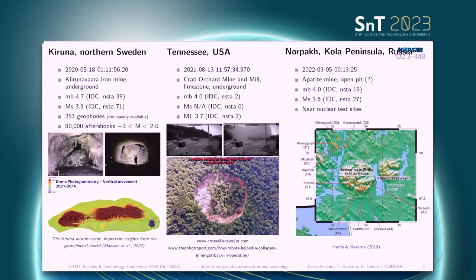The next event in Tennessee occurred in 2021, at the Crab Orchard Mine. The IDC reported a body wave magnitude of 4. They were not able to obtain a surface wave magnitude. Again, there's evidence that shows well that this was some sort of collapse, as you can see from the picture at the center bottom, that it shows a depression.